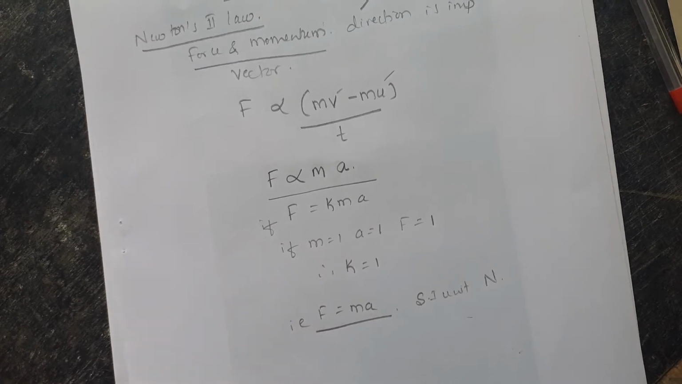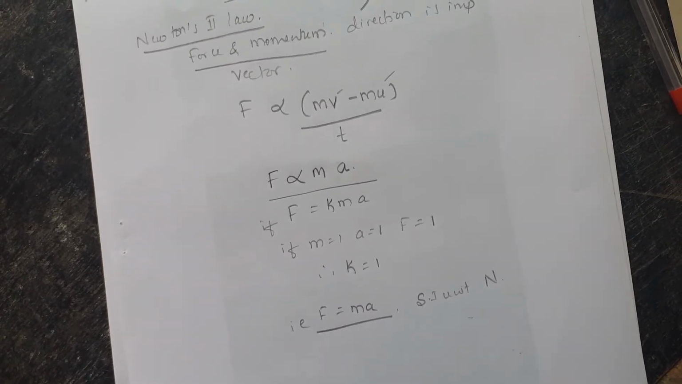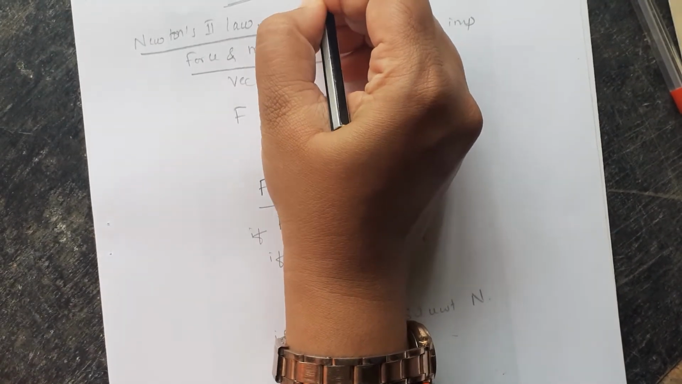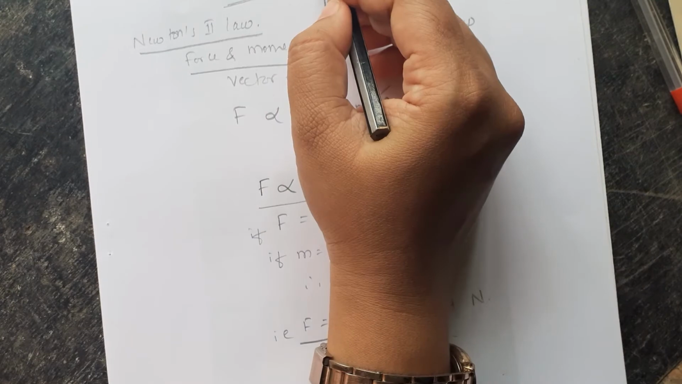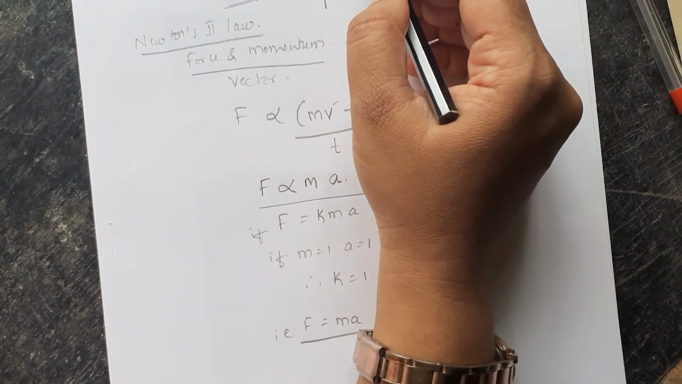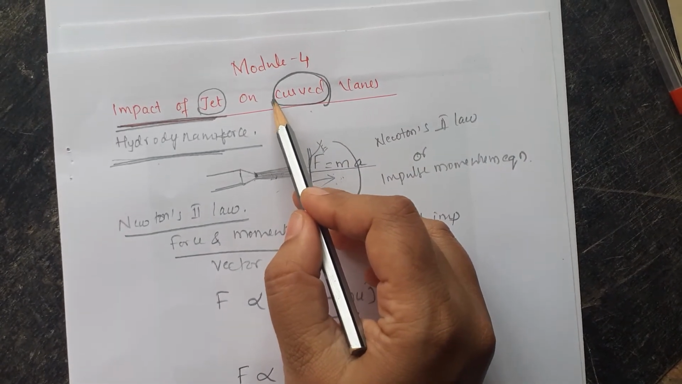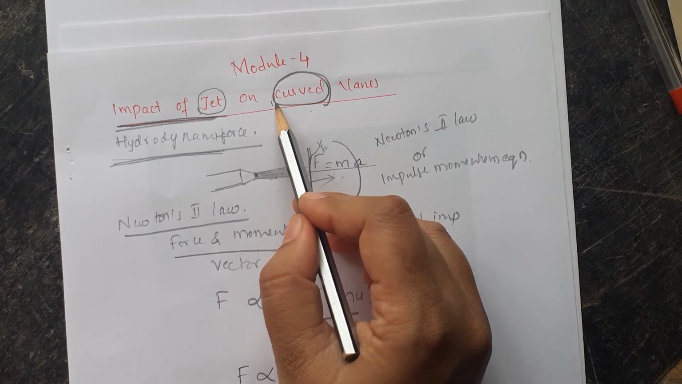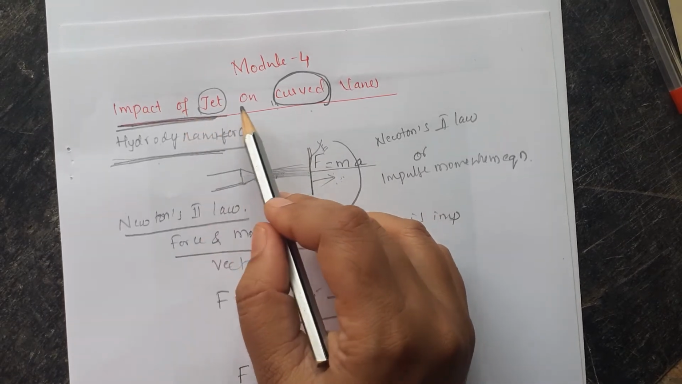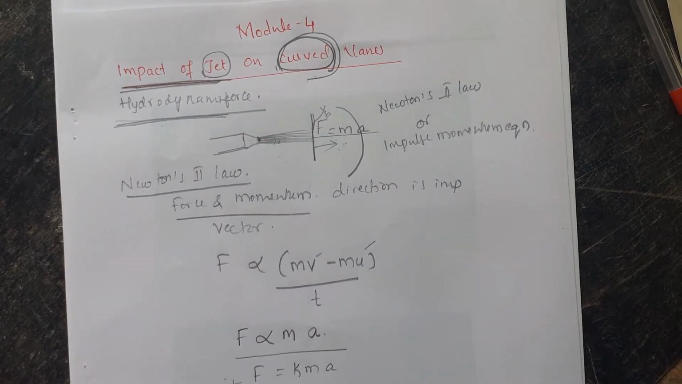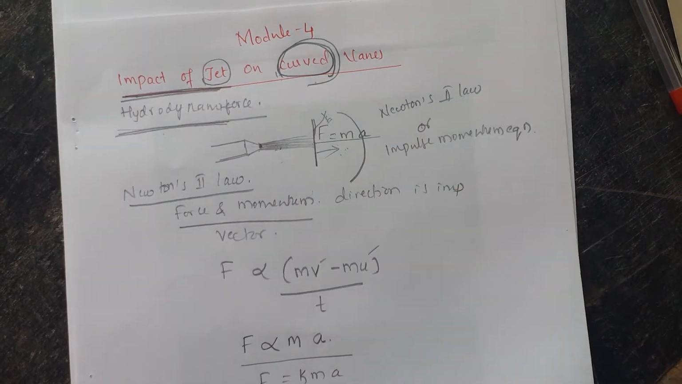So this is about Newton's second law of motion. The next part in this section is the impact of jet on the vanes. Here you are going to study particularly the curved vanes. Impact of jet on flat vanes is also there, but in this module we are going to consider only the impact of jet on the curved vanes. Next is the derivation part.